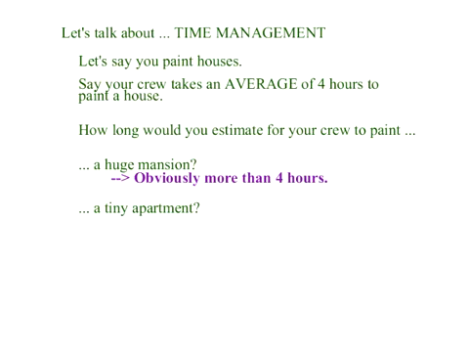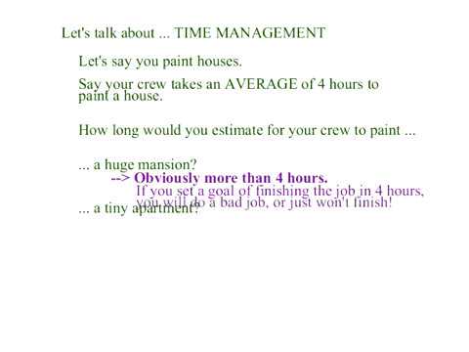And more to the point, if you set a goal of painting a gigantic mansion in 4 hours, what's going to happen? You're going to do a really terrible job of painting the house. So finishing the job in 4 hours, you will do a bad job, or you just won't finish. And if it's a tiny apartment, this is not going to take 4 hours. If it does, then what is your crew doing? It's 2 hours of cigarette break or something. So obviously less than 4 hours.